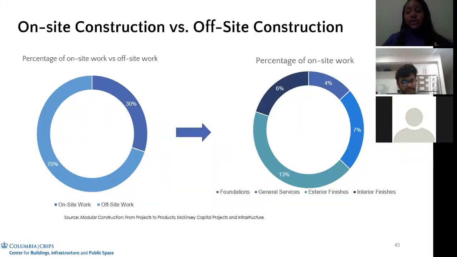And then the next thing to figure out is, are you going to do the work on-site or off-site? In modular construction, the best you're looking at is about 70% of work taken off-site, but 30% still needs to be done on-site. Usually that includes, if you look at the slide on the right, the foundation, general services of engineering, your exterior finishes and your interior finishes. Next slide.